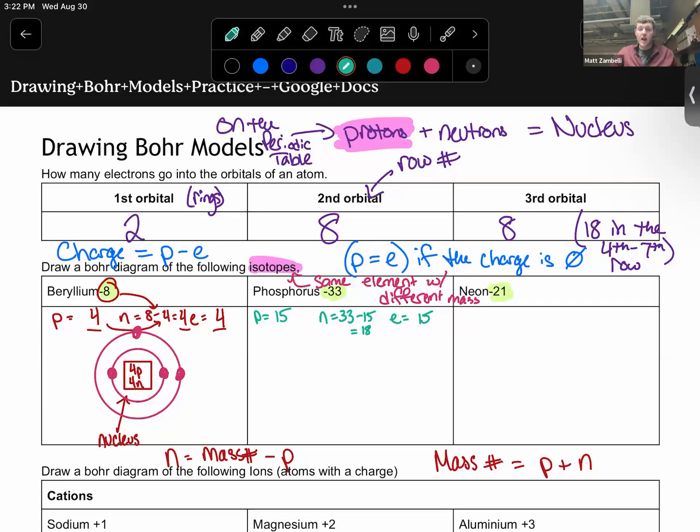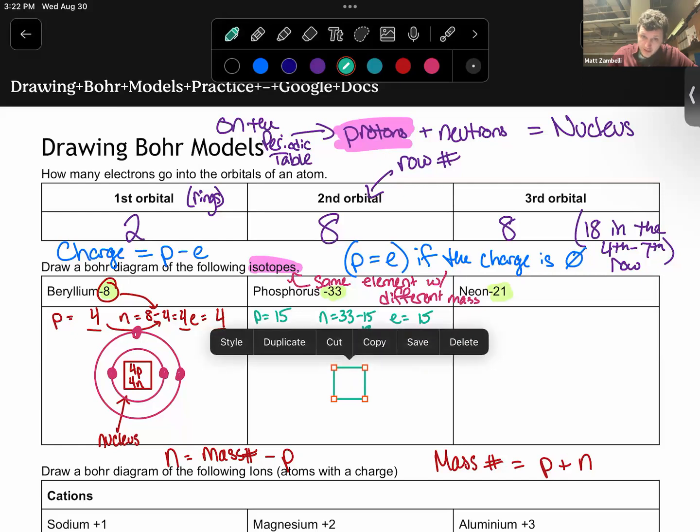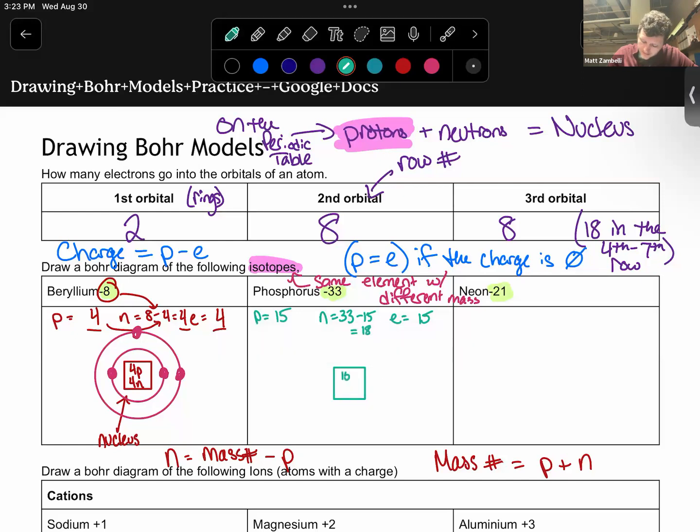Now, phosphorus is in our third row. So the first thing we got to draw again is our nucleus. So we draw our box. In our nucleus, we're going to put our protons and our neutrons. And then we get to draw our rings, and we need 3 rings because it's in the third row.